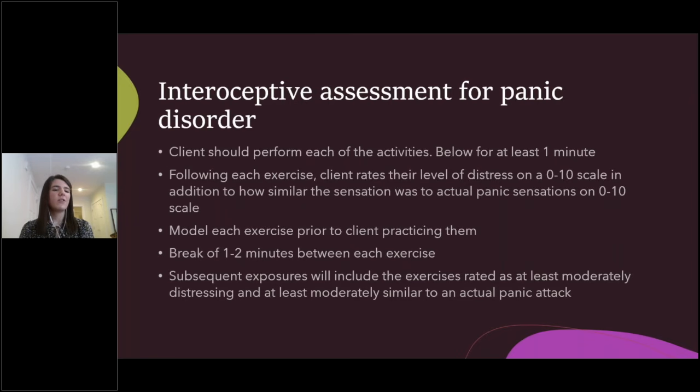So as the clinician, you either want to model each exercise prior to the client practicing them, or what I like to do is I like to do the interoceptive exercises with the client at the same time. Either one is fine. You can take a break of 1 to 2 minutes between each exercise. And subsequent exposures that you develop with the client will include the exercises rated as at least moderately distressing and at least moderately similar to an actual panic attack. So I would say like a 4 or above.